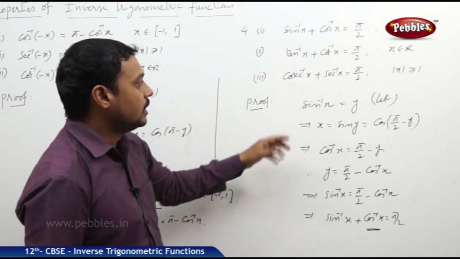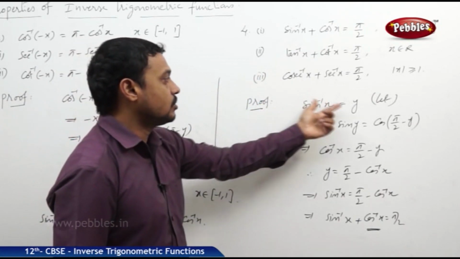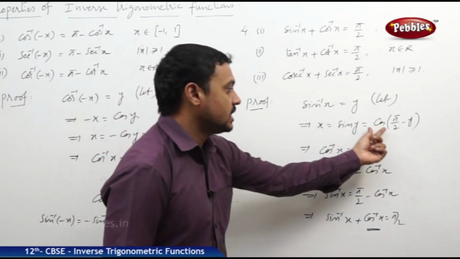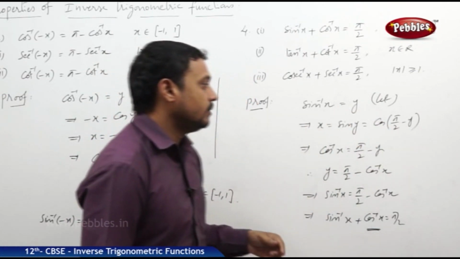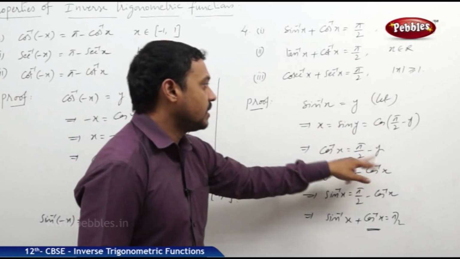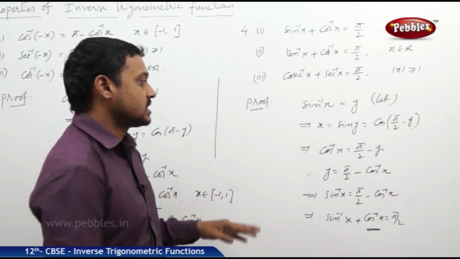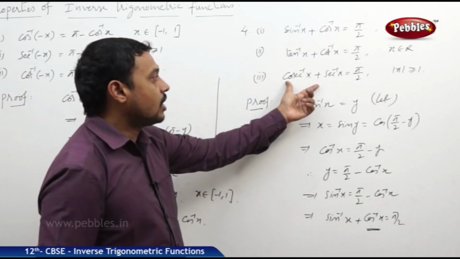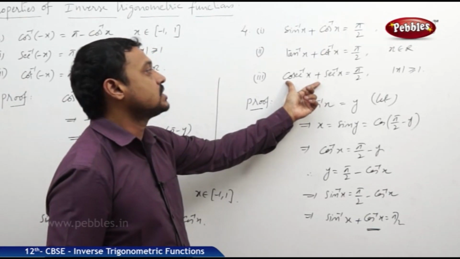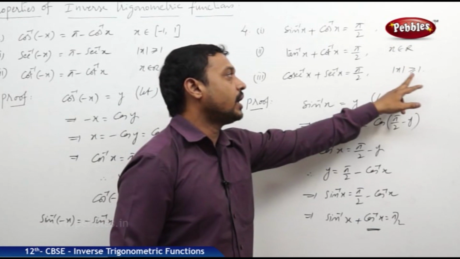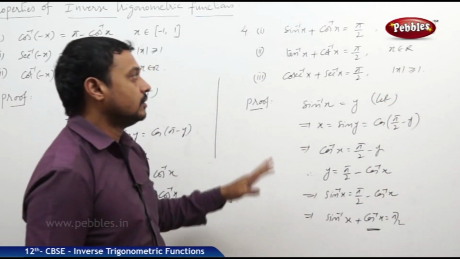And similarly, consider cosecant inverse x is equal to some y, x is equal to cosecant y, but cosecant y is equal to secant of pi by 2 minus y. Again, secant inverse x is equal to pi by 2 minus y, where y is equal to cosecant inverse x. And from that result, at last we can get this property, cosecant inverse x plus secant inverse x is equal to pi by 2 for every mod x greater than or equal to 1.